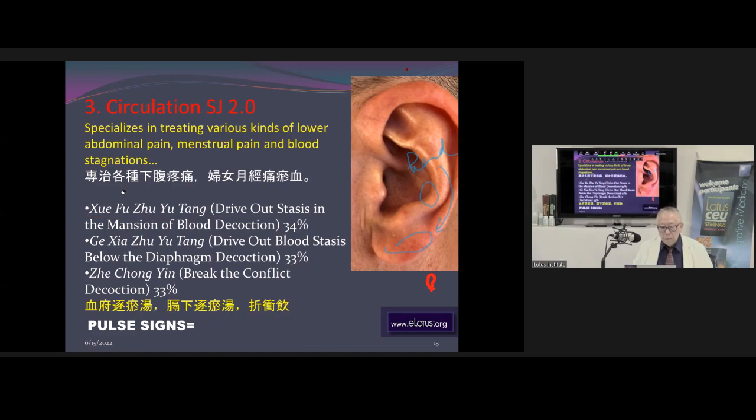So, I use this combination for all kinds of stagnation. For example, like this one.